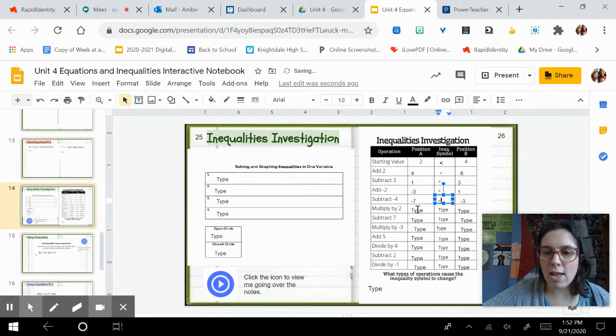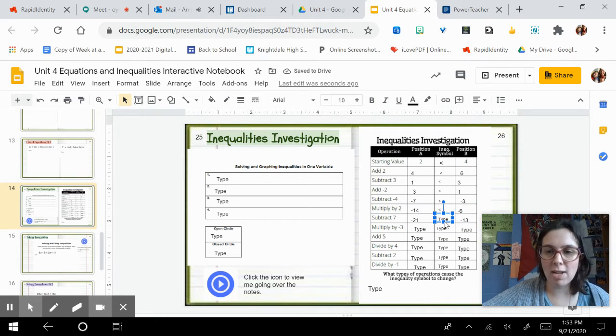Okay, and then we have multiply by 2. So negative 7 times 2 is negative 14. Negative 3 times 2 is negative 6. Again, that is still less than. Negative 6 is still bigger because remember, negatives are backwards. Now, subtract 7. Negative 14 minus 7 is negative 21. Negative 6 minus 7 is negative 13. So again, we're still at less than because it's still smaller.